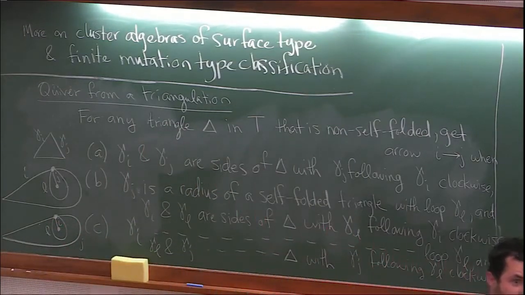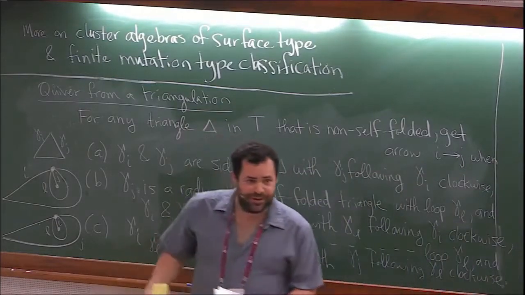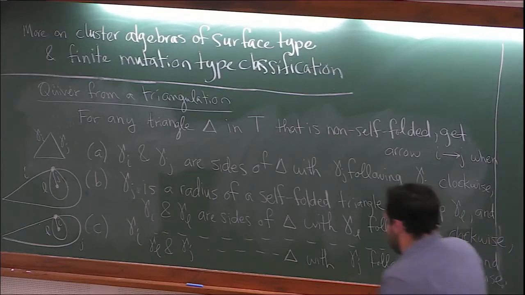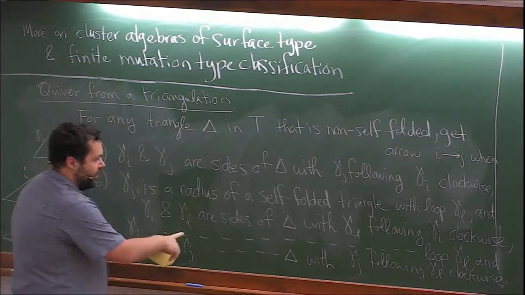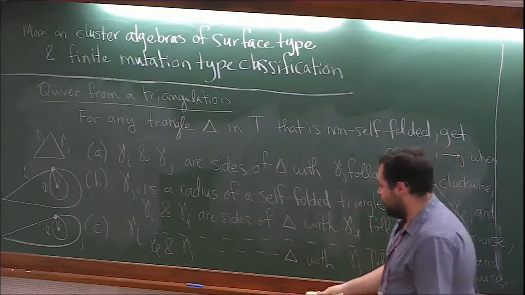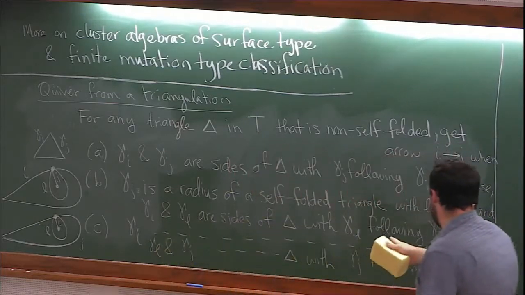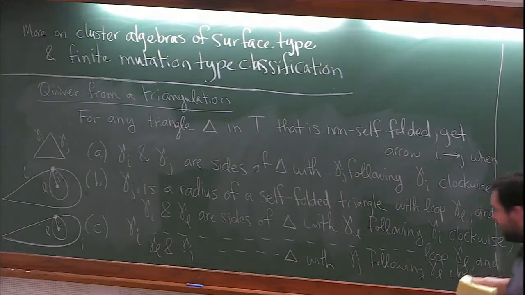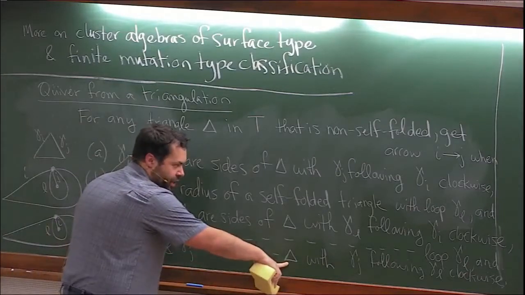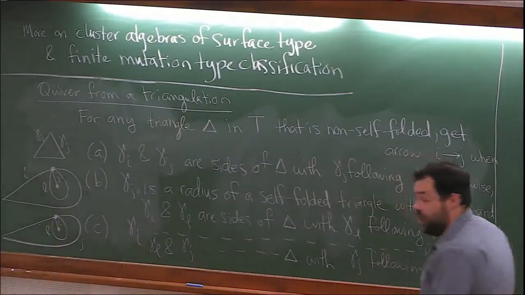Okay? So let me do, oh, I forgot one important thing. So I should remove all two cycles that I may create. Can I repeat it? Okay. So it says if gamma i is a radius of a self-folded triangle with loop gamma L, and gamma L and gamma j are sides of this non-self-folded triangle with gamma j following gamma L clockwise.